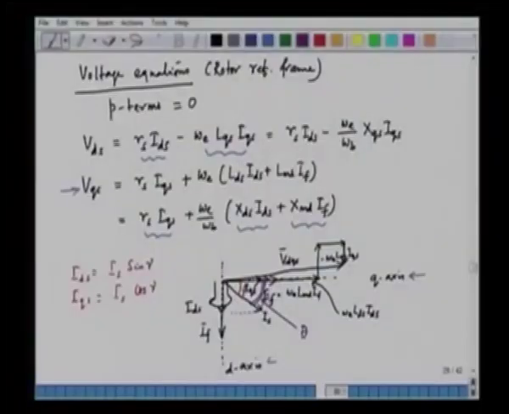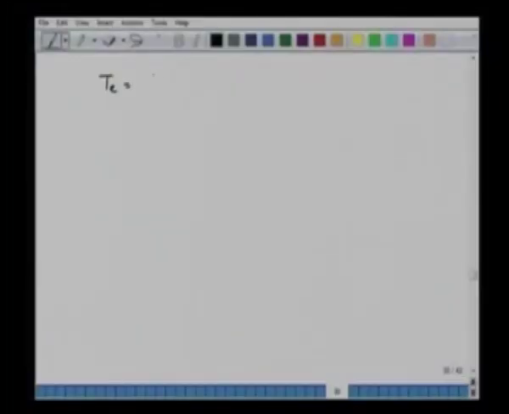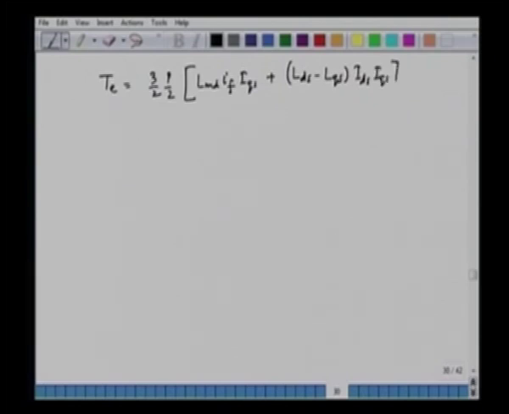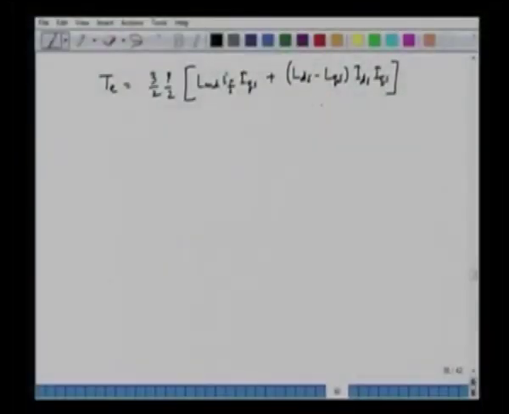Now from this we can also find out the torque. We have already seen the expression for the torque. Now if we just rewrite the torque expression, we will obtain Te equal to 3 by 2 into P by 2 into LMD IF IQS plus LDS minus LQS into IDS into IQS. And we have already seen that the first part is called the reaction torque or the field torque, and the second part is called the reluctance torque.